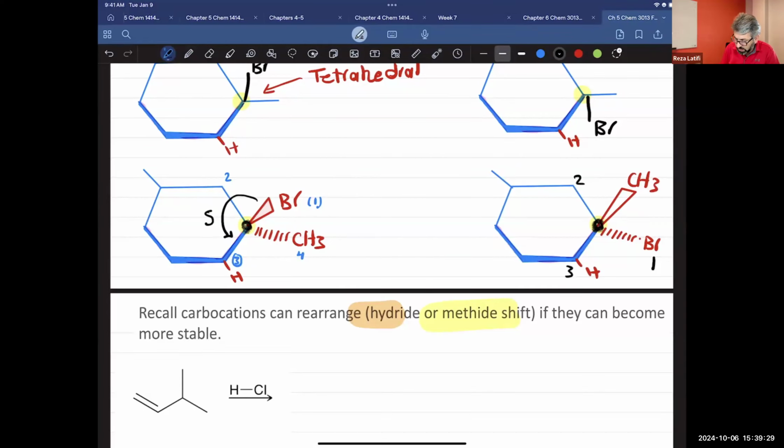The order this time is going to be counterclockwise, but you need to ask yourself, where is the lowest priority? The lowest priority, which is methyl, is pointing to us. Because methyl is pointing to us, we need to flip the configuration. Right now I see S, so I'm going to flip it to R.